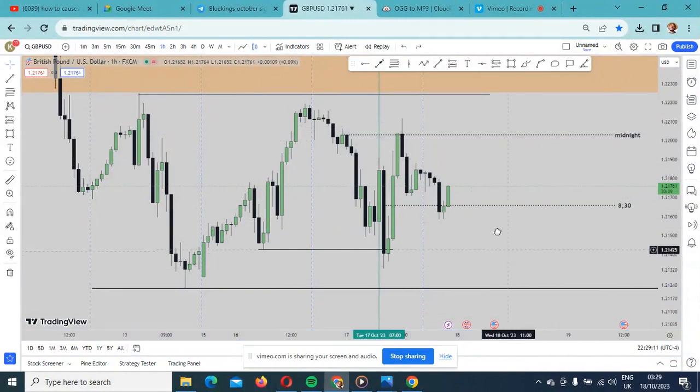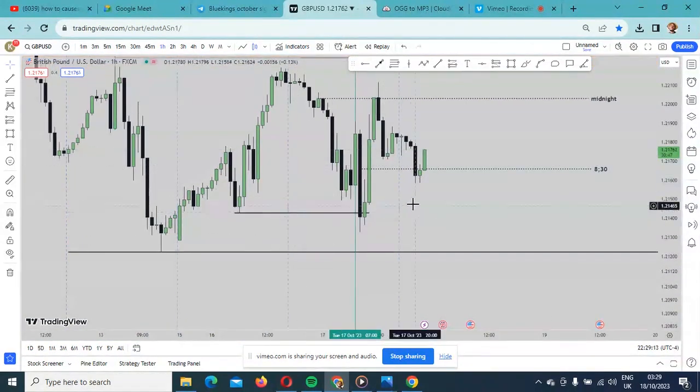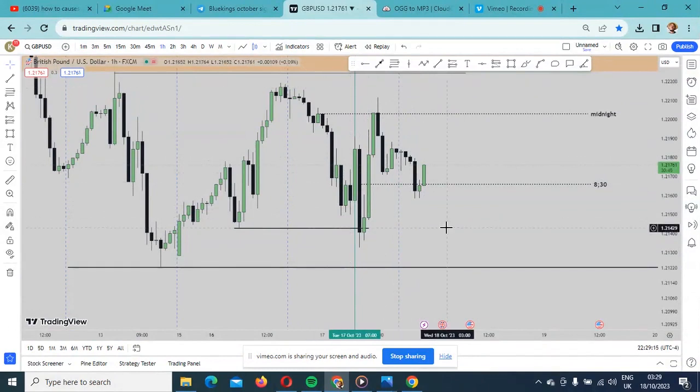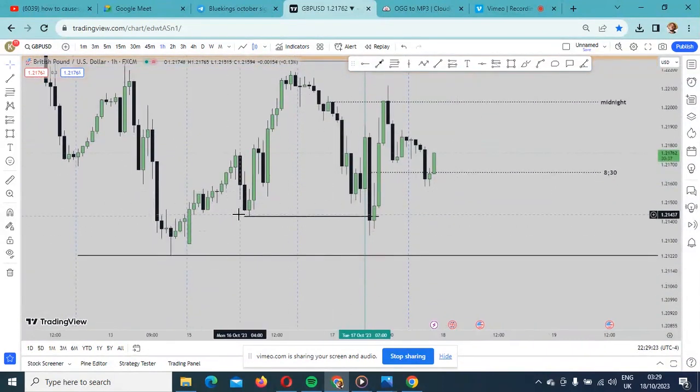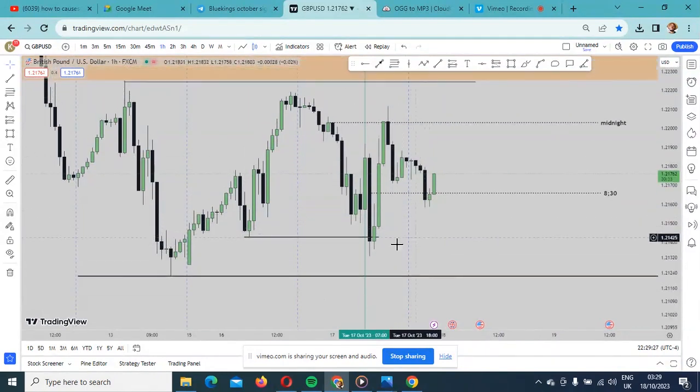That's one reason. Second reason, we're also below 8:30. There's no way selling can happen below these two. Below 8:30, below midnight, selling can only happen when we have these two above. So price ran this previous day low. It was perfect. It gave me the entry.